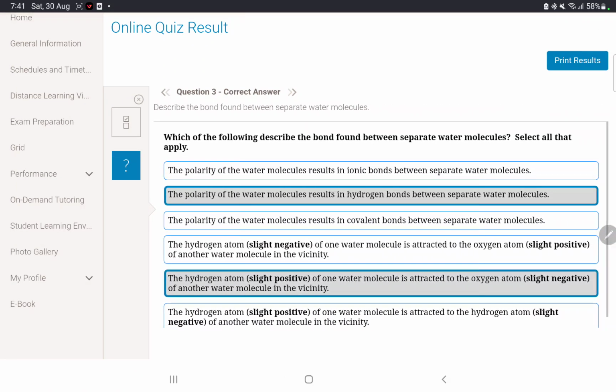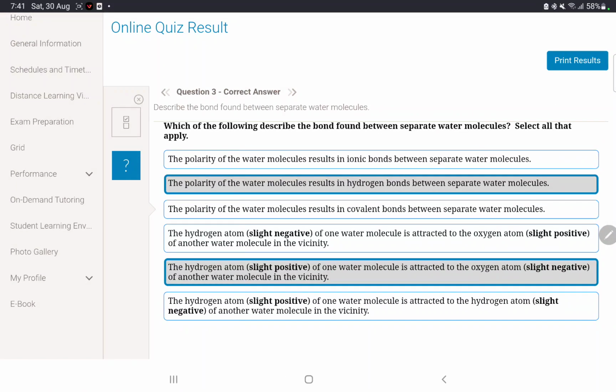Next. Which of the following describe the bond found between separate water molecules? As I just said, the polarity of the water molecules results in hydrogen bonds between separate water molecules. The hydrogen atom, slightly positive, is attracted to the oxygen atom, slightly negative, of the other water molecule in the vicinity.